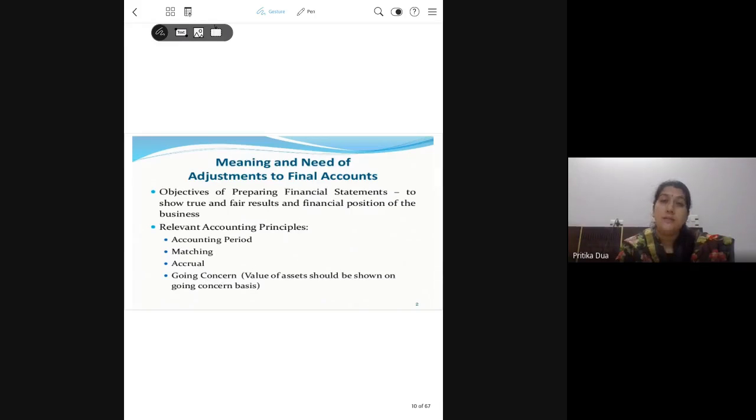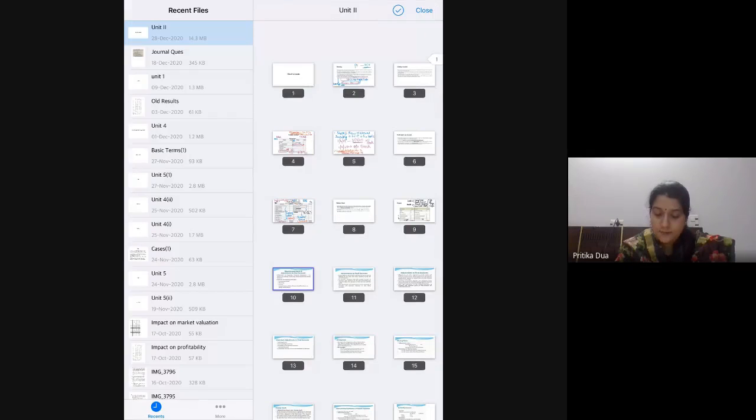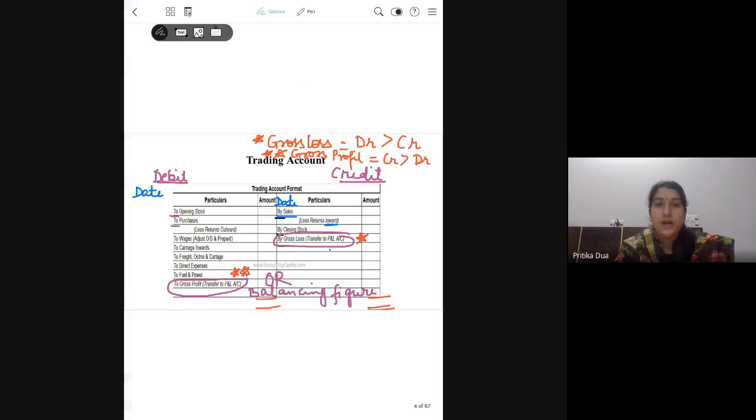Final accounts are basically representation of the financial health of a business. Okay, and it is a composite of three types of accounts and statement. Under final accounts, we prepare first the trading account, which is dealing with all the direct expenses that are incurred in the production of goods.